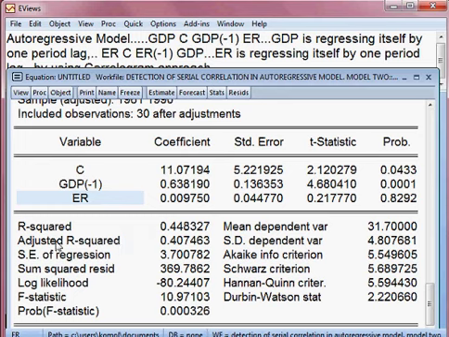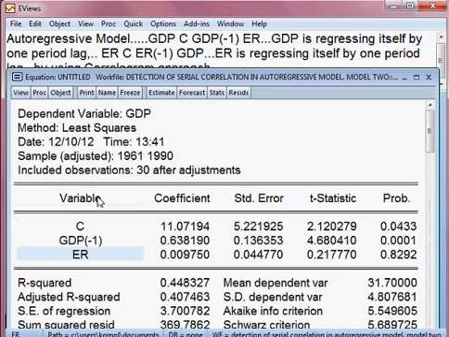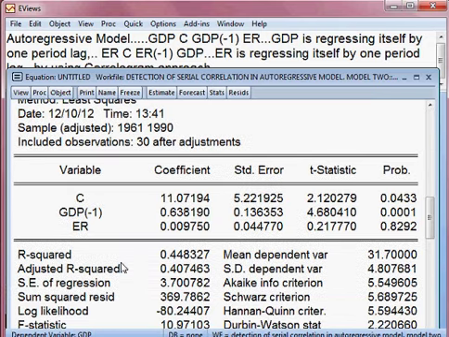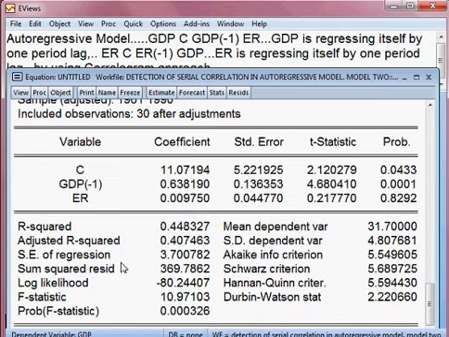And secondly, although R squared is low, the F statistic has become significant, meaning that GDP lag 1 and ER jointly can explain GDP in the population. So we are also happy. So normally the guideline is if the R square is small but the F statistic is significant, then we should accept the model.